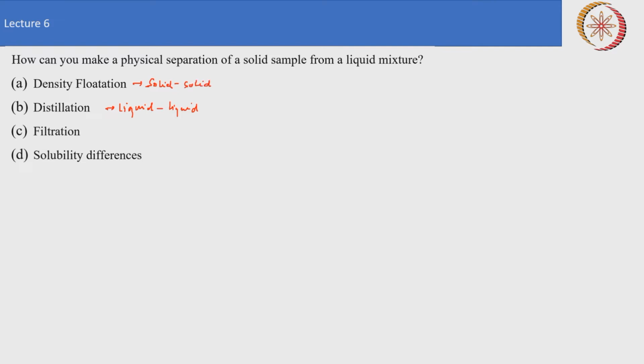Okay, and then density floating is for solid separation, solid to solid separation. And filtration is for solid and liquid, from liquid to solid. Okay, and solubility difference, that is also for solid samples. So the answer is C.